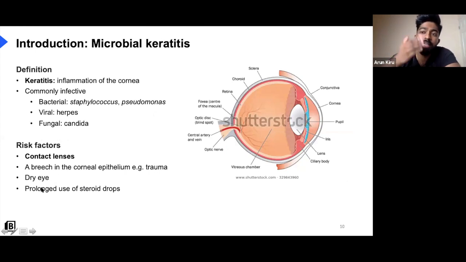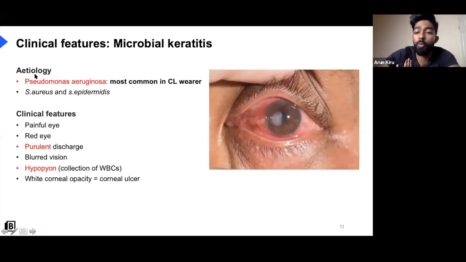Dry eye: if our tear film isn't very active, our tears soothe and cover the front surface. If that's reduced, then there's more chance of bugs entering. And prolonged use of steroid drops. Remember, steroids are anti-inflammatory, so they're not going to protect as much if we do get any bacteria that jump on there. Etiology, so the organism: pseudomonas is the most common in contact lens wear. Remember that high yield fact.